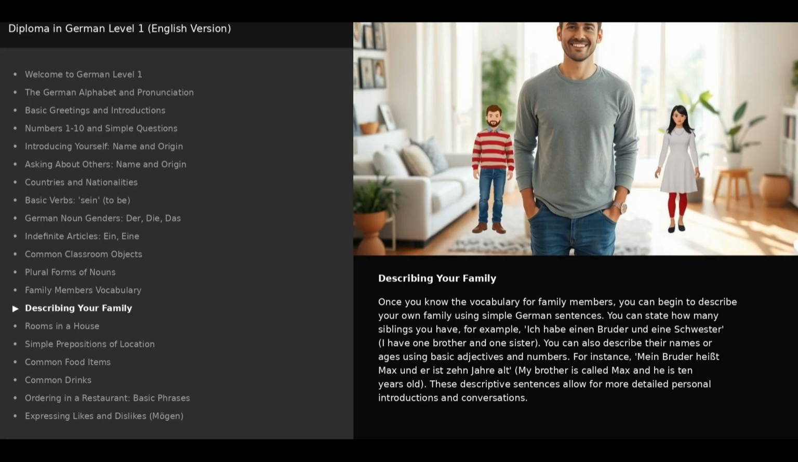You can also describe their names or ages using basic adjectives and numbers. For instance, mein Bruder heißt Max und ist 10 Jahre alt. My brother is called Max, and he is 10 years old. These descriptive sentences allow for more detailed personal introductions and conversations.